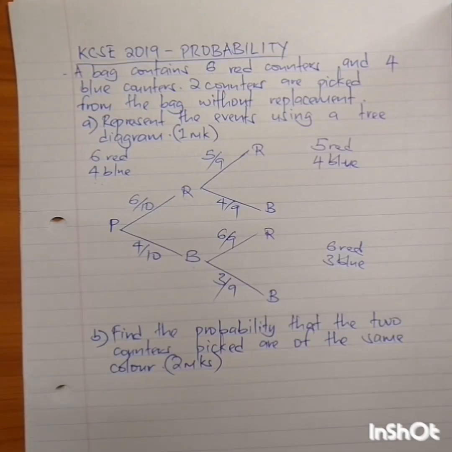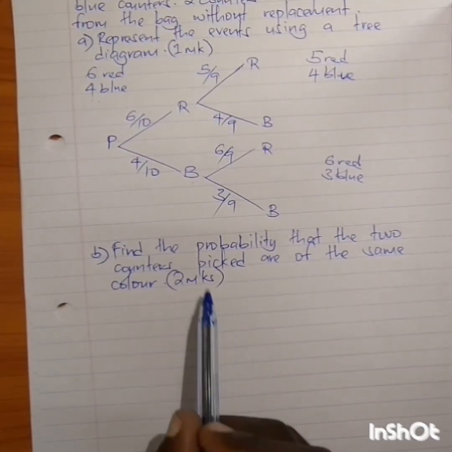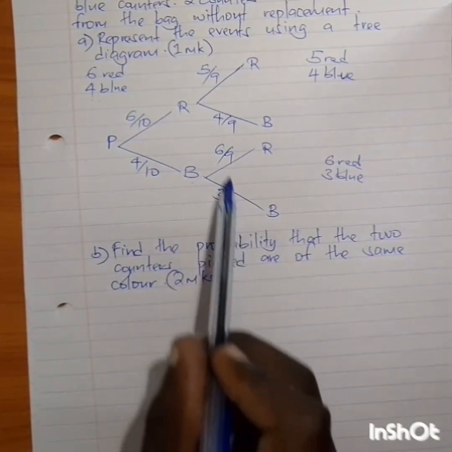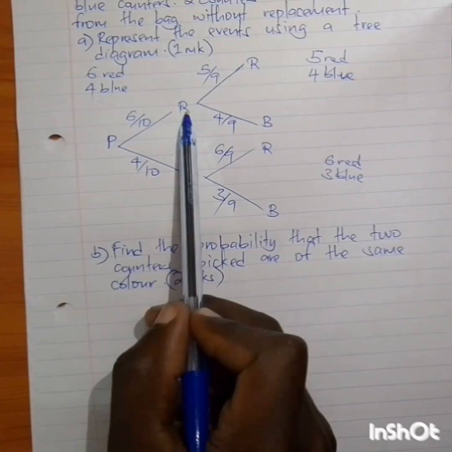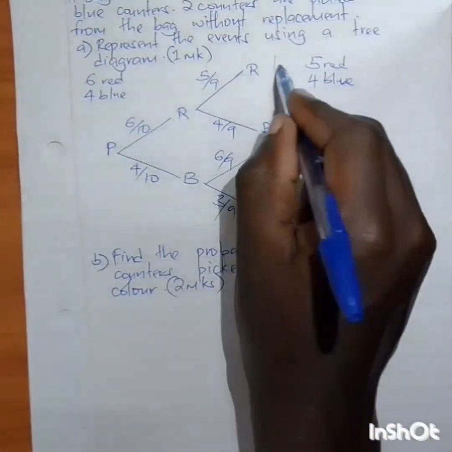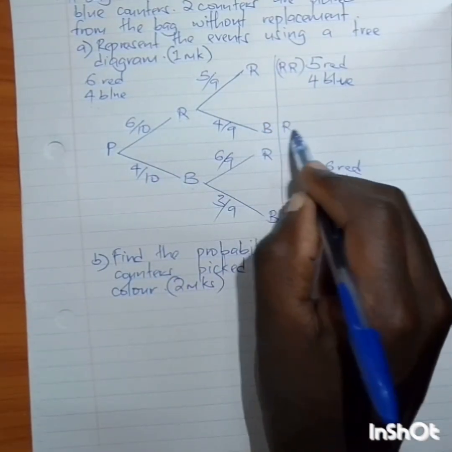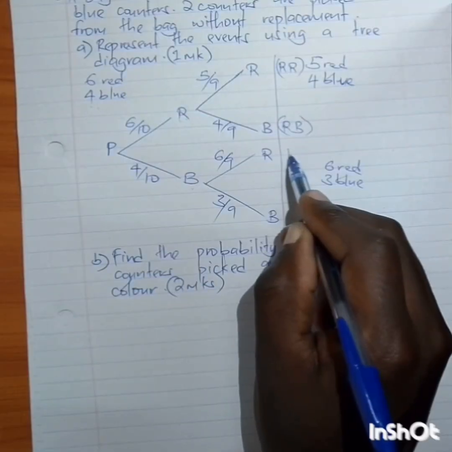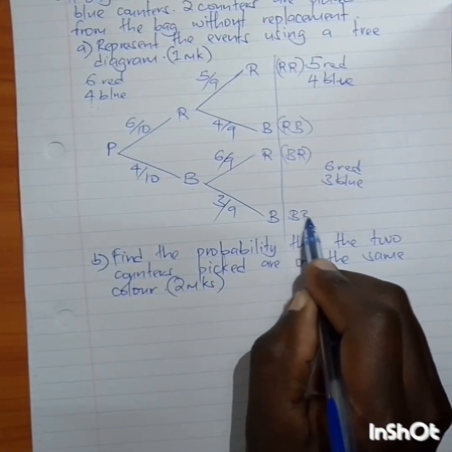And then for the second part, they're asking you to find the probability that the 2 counters picked are of the same color. So we are going to use the tree diagram. We have the probability of picking red and red here, red and blue here, blue and red here, and blue and blue here.